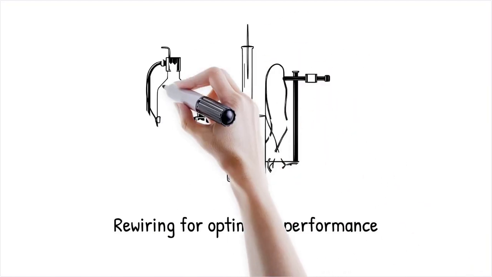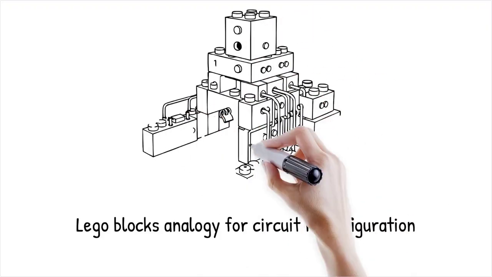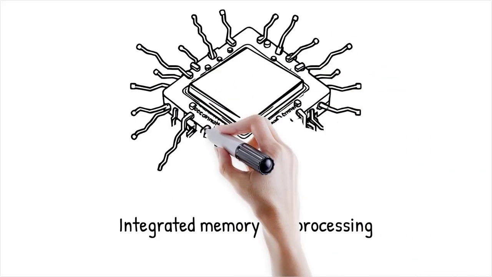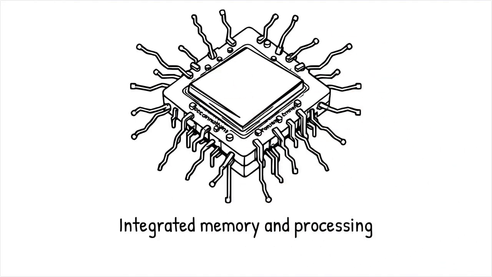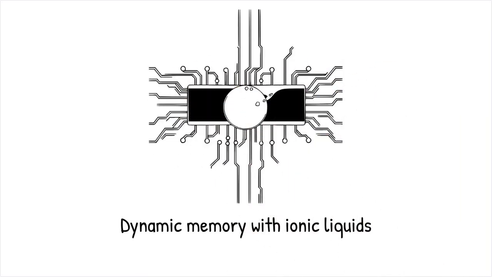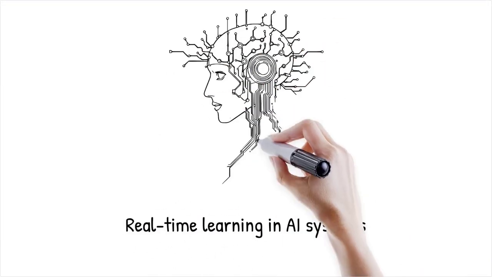In experimental setups, ionic liquids can form and break conductive paths in response to external signals, effectively rewiring the circuit for optimized performance. It's like having a set of Lego blocks that automatically rearrange themselves to build a better structure when new challenges arise. In neuromorphic computing, memory and processing functions are integrated, mimicking the way biological neurons store and process information simultaneously. Ionic liquid circuits can serve as dynamic memory elements that change state in response to electrical inputs, effectively encoding information. This capability allows for real-time learning and adaptation in AI systems.